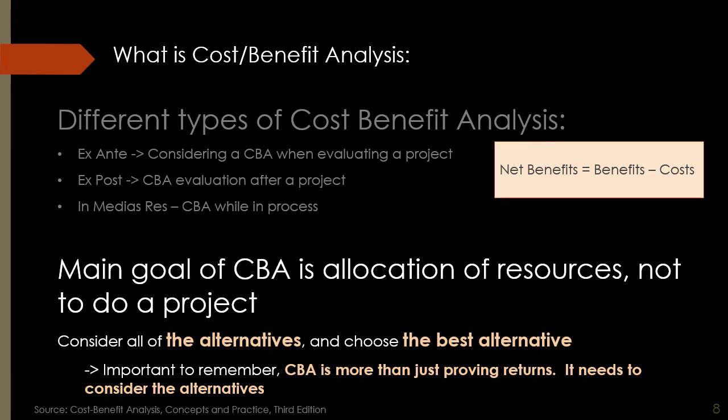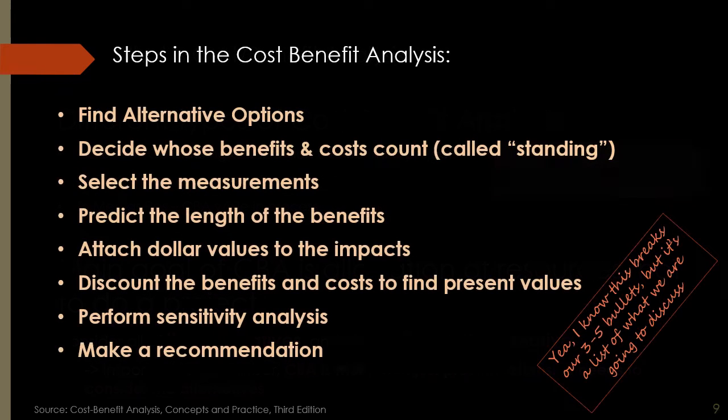And then, of course, it's more than just proving returns. It needs to consider all the alternatives, because a lot of times what you start off with thinking is the right answer will not be the right answer. There might actually be a better alternative, and sometimes that alternative could be as simple as not doing anything at all. So that's really what the process of doing cost-benefit analysis is: determining, is the original project worth pursuing, or are there better alternatives, or is the alternative not doing anything?